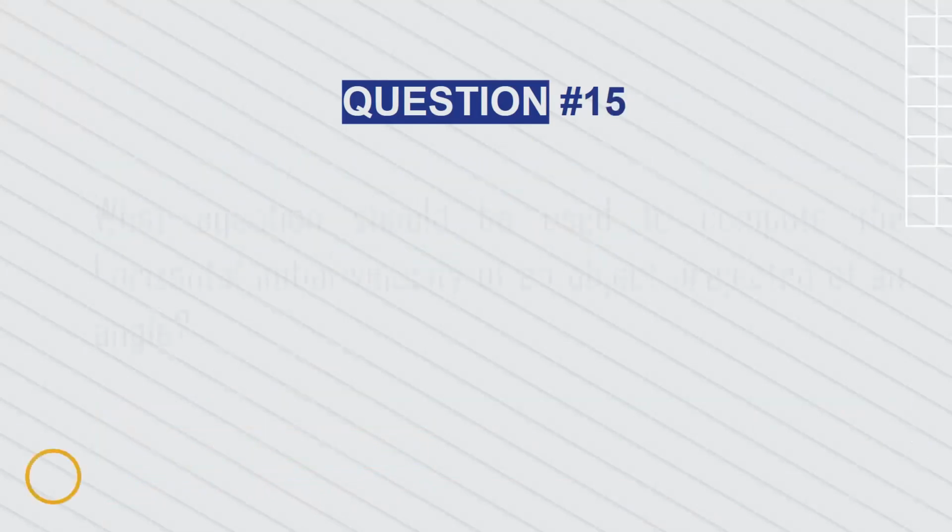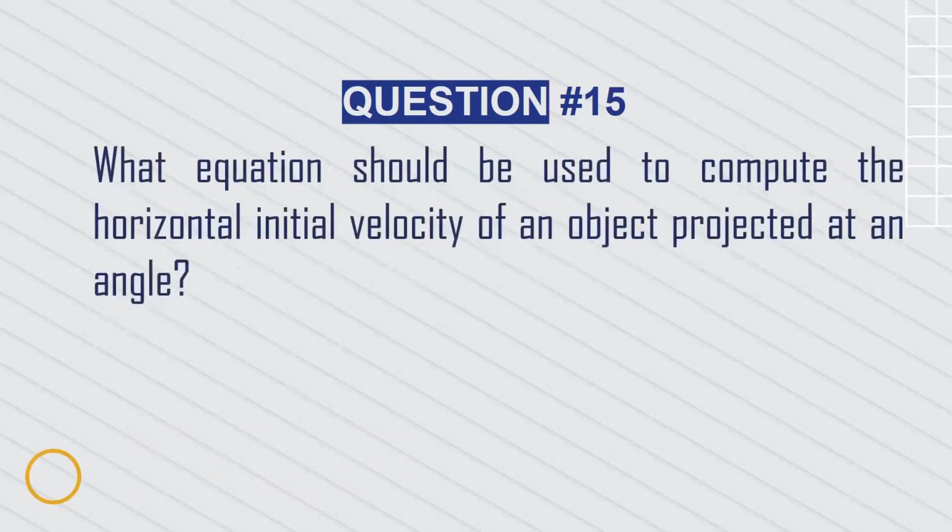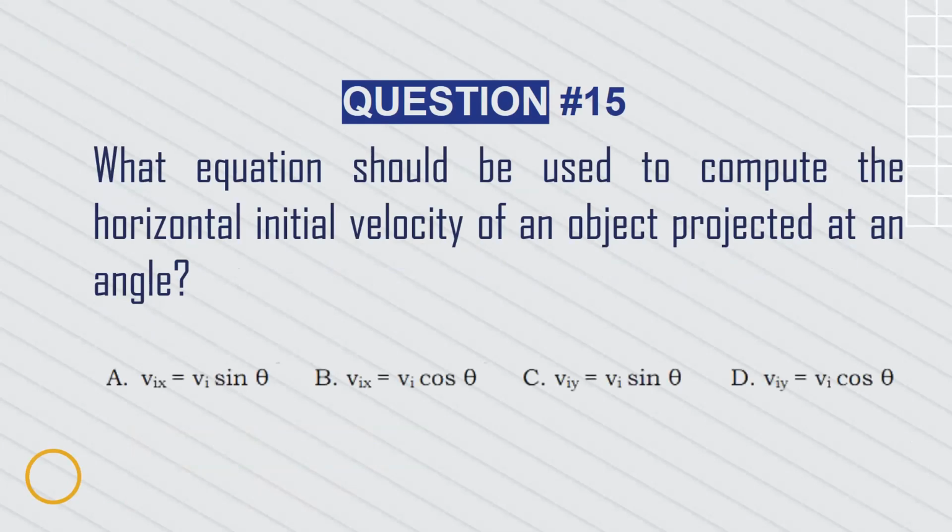What equation should be used to compute the horizontal initial velocity of an object projected at an angle? Is it A, Vix equals Vi sine theta, B, Vix is equal to initial velocity cosine theta, C, Viy is equal to initial velocity sine theta, or D, Viy equals initial velocity cosine theta?